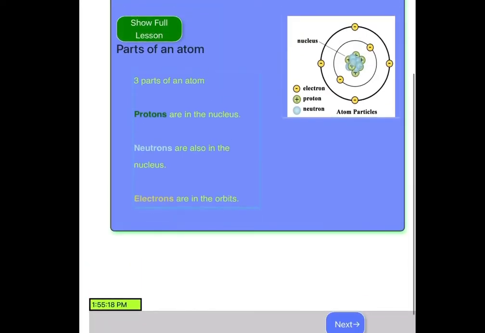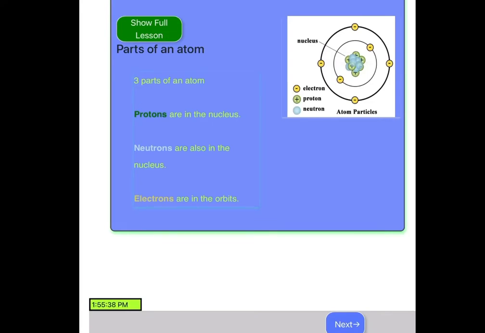So the three parts of an atom are called subatomic particles. And the first one is called a proton. Protons are in the nucleus. And if you look at the diagram of an atom on the right screen over here, then you can see the nucleus is just the middle of an atom. So the proton is the green circle there.